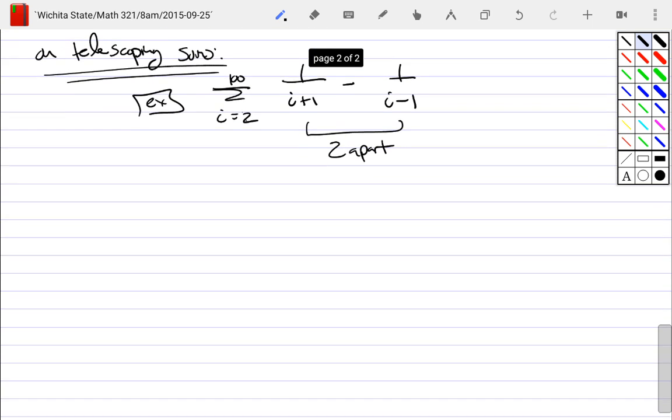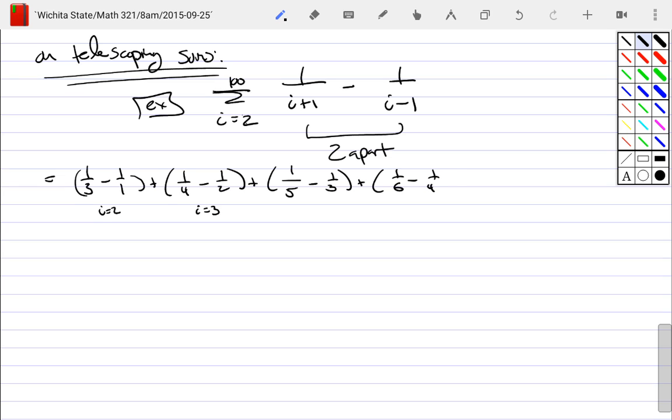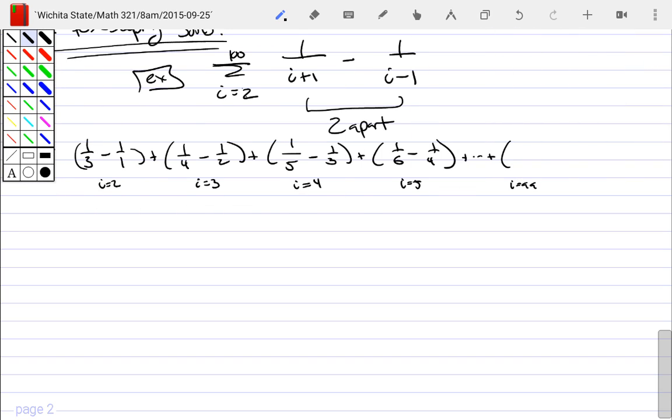Can't have that. All right, so the first guy is 1/3 minus 1 over 1, plus 1 over 4 minus 1 over 2, plus, this was i equal to 2, this was i equal to 3, and then it would be 1 over 5 minus 1 over 3 plus 1 over 6 minus 1 over 4. Notice that they're always 2 apart. And then I'm going to need 2 at the end here, so that would be the last guys. If I plugged in a 99, I would have 1 over 100 minus 1 over 98, and then plus, if I plugged in i equal to 100, that's 1 over 101 minus 1 over 99.